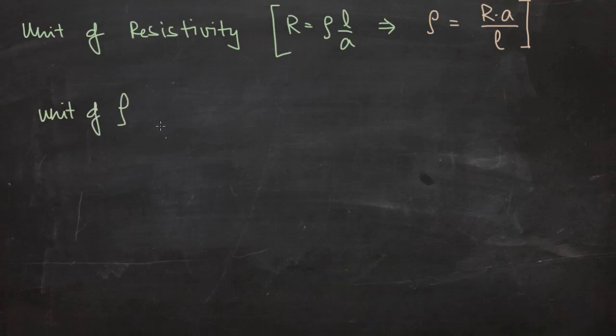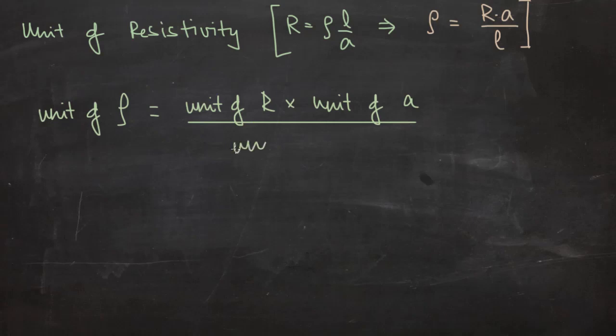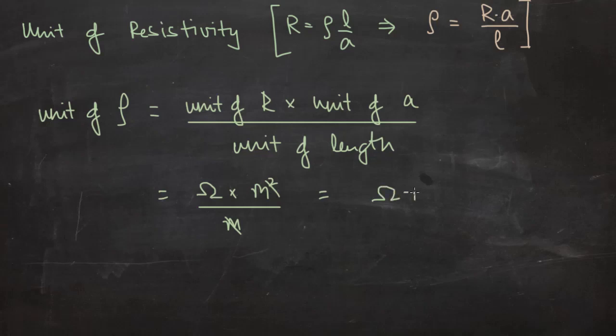the unit of resistivity, I'm going to write rho here, is going to be the unit of resistance R into the unit of area of cross section A divided by the unit of length. So talking about this, the unit of resistance R was ohm, right? The unit of area, considering SI units, would be meter square, and the unit of length is meter, right? So this meter and the meter square would get cancelled out. I would get the unit of resistivity as ohm meter.